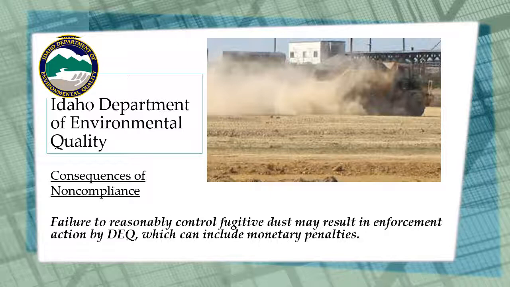If a contractor is not doing his part to contain dust on his site, the Idaho Department of Environmental Quality should be contacted. There are consequences for noncompliance. Failure to reasonably control fugitive dust can result in enforcement action, including monetary penalties.